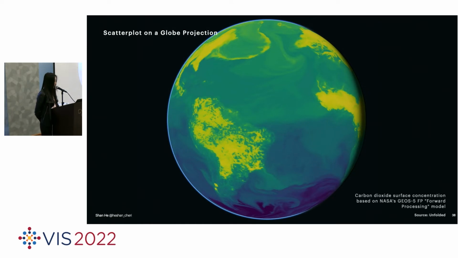I like to do this visualization. This is actually a scatter plot on top of a globe. Each of the points is derived from the carbon dioxide surface concentration. And I project these individual points to cover the entire surface of the globe by using the blue to yellow color scale to show the concentration of carbon dioxide.